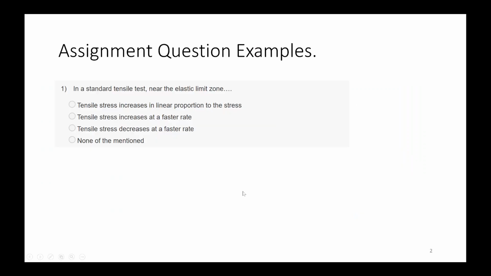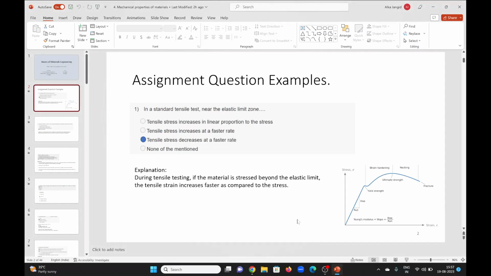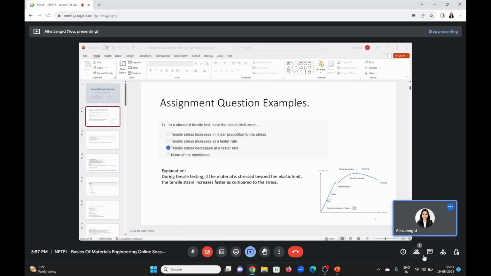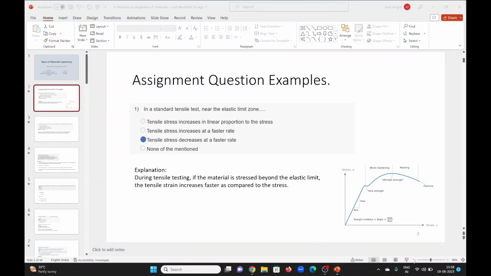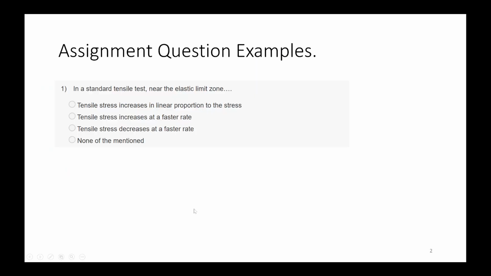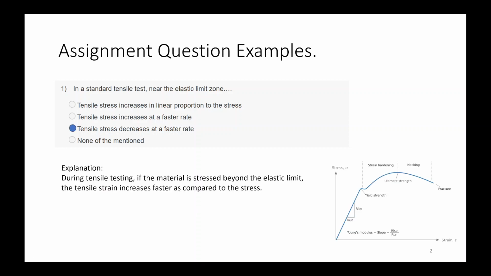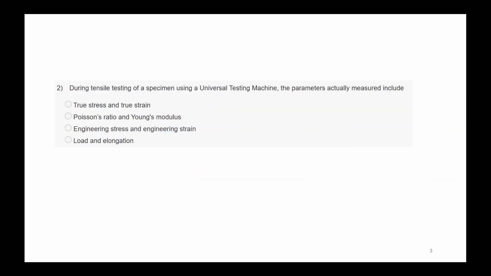I will be repeating what the questions were. The first question was the relation between tensile stress and tensile strain near the elastic limit zone. After this we see that there is strain hardening, so your tensile stress increases at a slower rate.